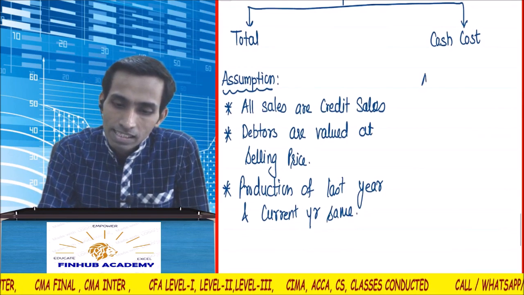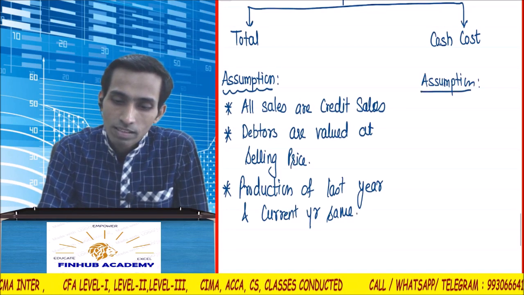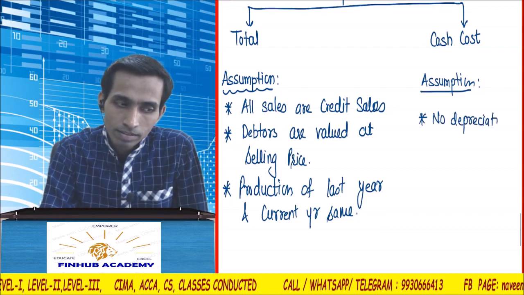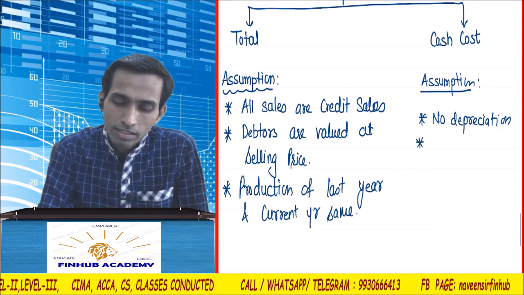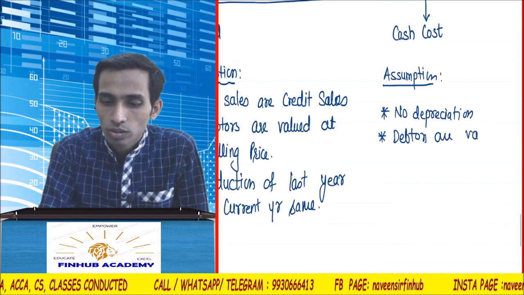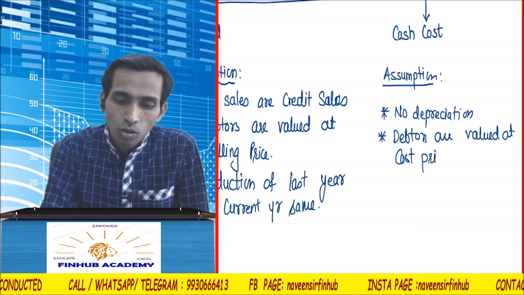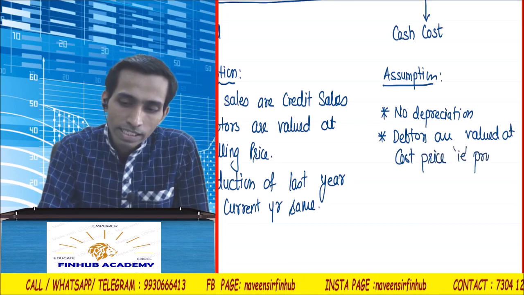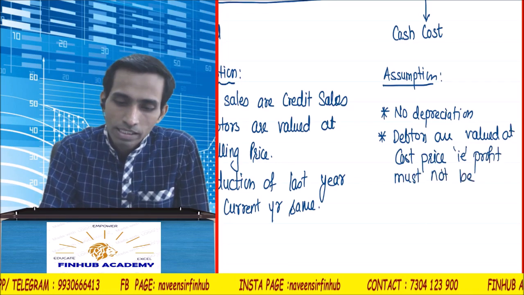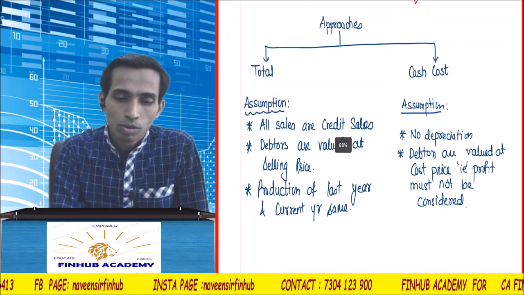Okay. Here write the assumption: no depreciation. Here you should also write: debtors are valued at cost price, that is, profit must not be considered. Okay. Please copy this. Two approaches.